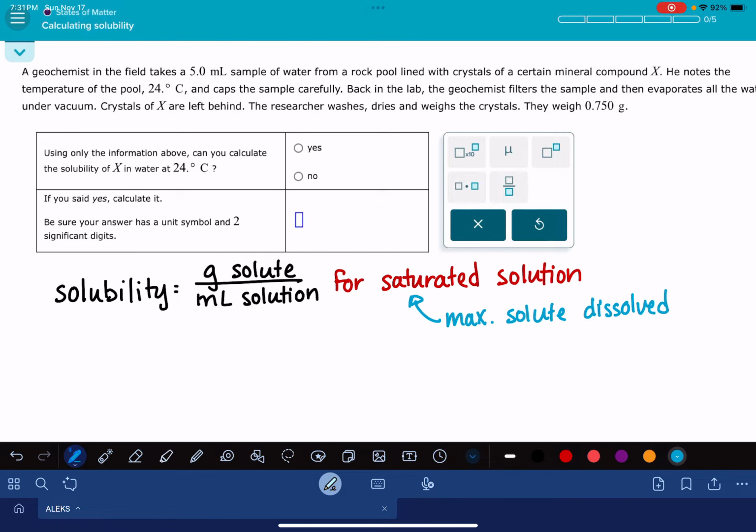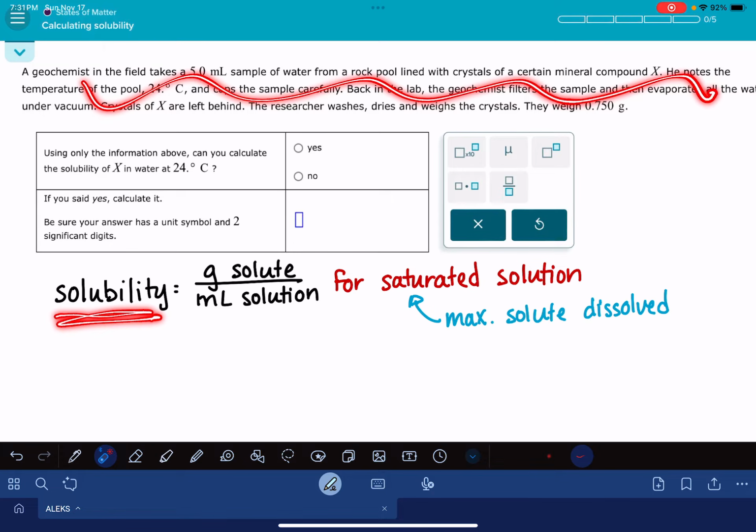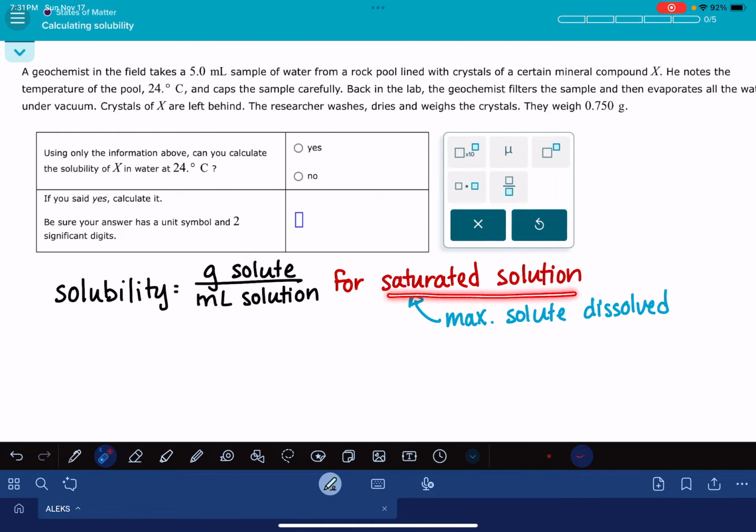So in order for us to be able to calculate the solubility from the information in the problem, we have to be dealing with a solution that is saturated. We have to know that the solution is saturated, and that's the part that makes this ALEKS problem tricky. Calculating solubility just in itself is not hard. It's just grams divided by milliliters. That's not tricky. The tricky part is reading this scenario and knowing whether or not the solution is saturated. So there's a few things that I'm going to have you look for to help you decide if your solution is saturated or not.